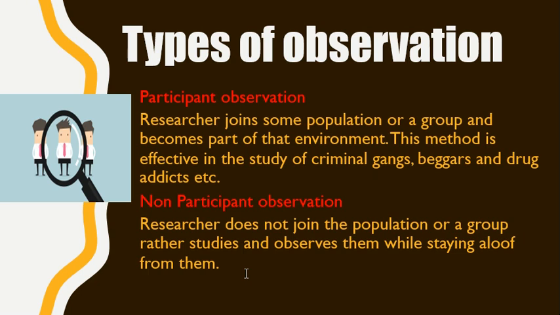So this was the first method of research, the observation method. The three types of observation which we studied today are the introspection method, external observation, and natural observation. In the next lecture, we will be studying the second method of research.